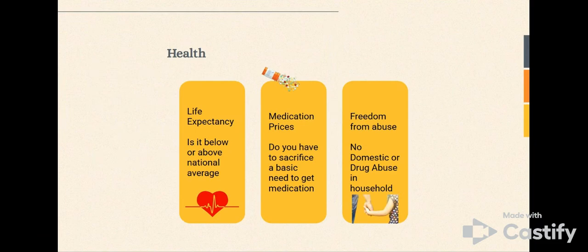First, we have health, and questions could include, is life expectancy X or more years lower than national averages in this specific area or household? Are all necessary medications or appointments affordable without sacrificing FCSU needs or going into debt? And does the household have freedom from domestic and drug abuse?